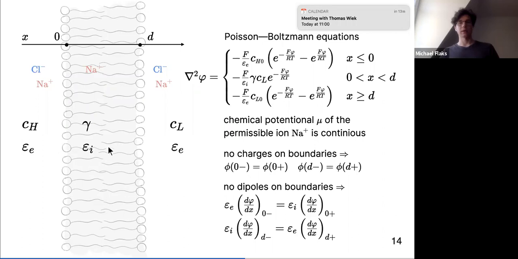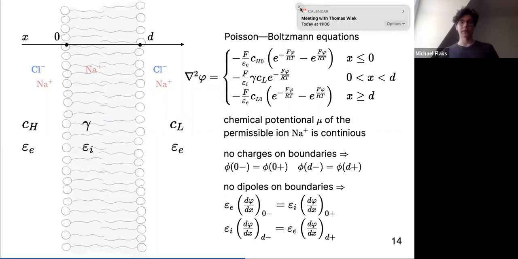On the sides of this membrane, there are two solutions. Infinitely far from the membrane, the concentration of the electrolyte is C_H on the left of this image and C_L on the right of this image. This C_H and C_L would coincide, representing the concentration of both anion and cation, if there were no electric field, so infinitely far from the membrane there is electroneutrality.